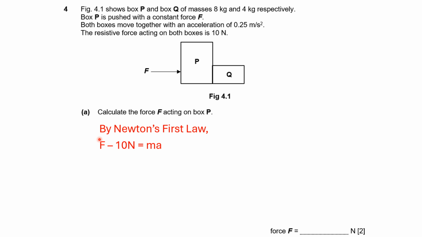Why F minus 10 newtons? Because there is 10 newtons of resistive force, so that will be pointing in the other direction. And ma would just be the combined mass of the system and the combined acceleration of the system. So that gives us 3 newtons. That tells us that F equals 13 newtons by Newton's second law. Not the first law over here, but actually the second law.